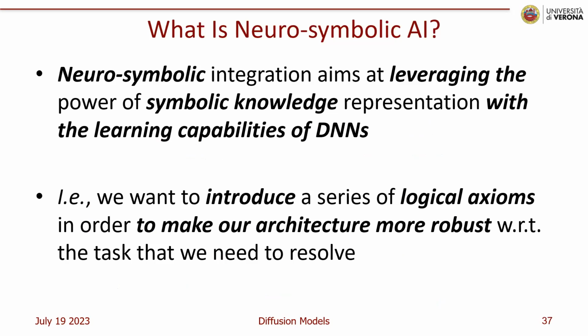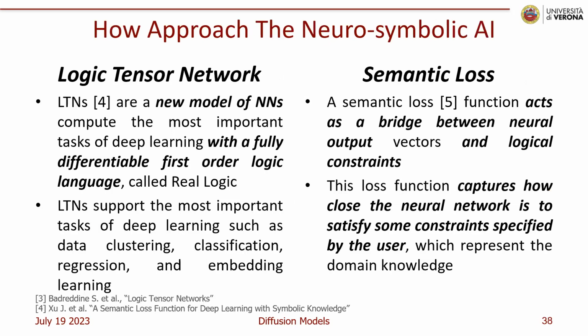So what is neurosymbolic artificial intelligence? Very simple. Neurosymbolic is the integration of symbolic knowledge with the learning capabilities of deep neural networks. So we want to introduce a series of logical axioms in order to make our architecture more robust with respect to the task that we need to resolve. Okay, this is neurosymbolic artificial intelligence.